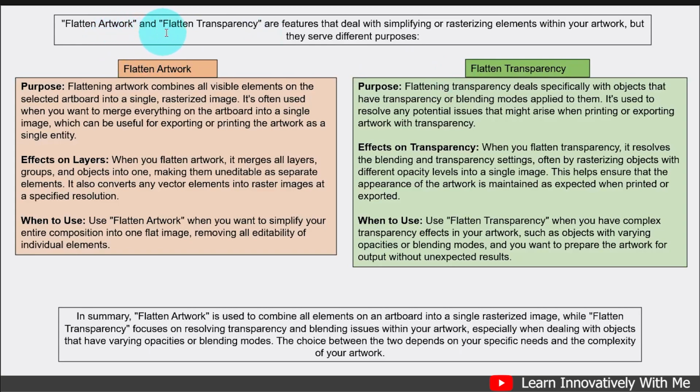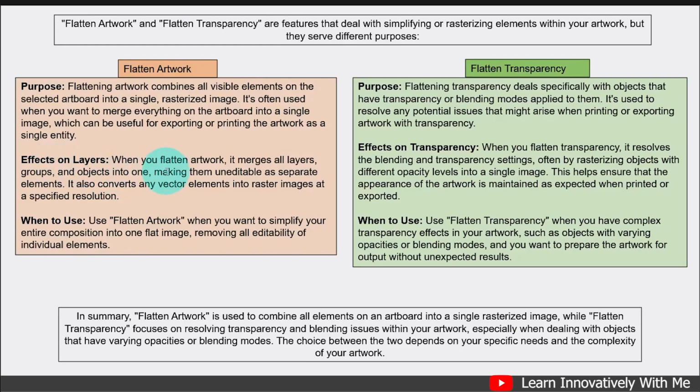Flatten artwork and transparency are features that deal with simplifying or rasterizing elements within your artwork, but they serve different purposes. The purpose of flatten artwork is to combine all visual elements on the selected artboard into a single rasterized image. It's often used when you want to merge everything on the artboard into a single image, which can be useful for exporting or printing the artwork as a single entity.